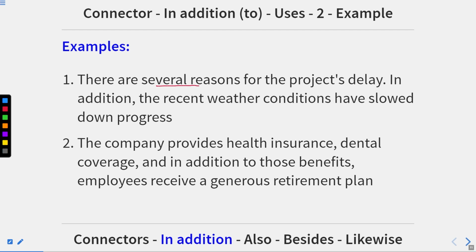There are several reasons for the project's delay. So the thing that has happened is the project's delay. Now there are several reasons for that.